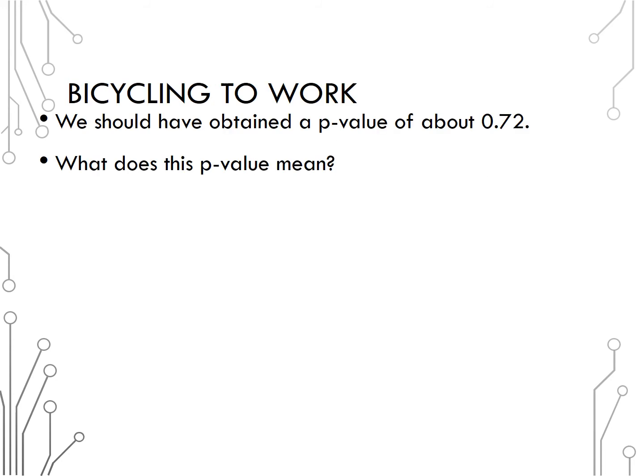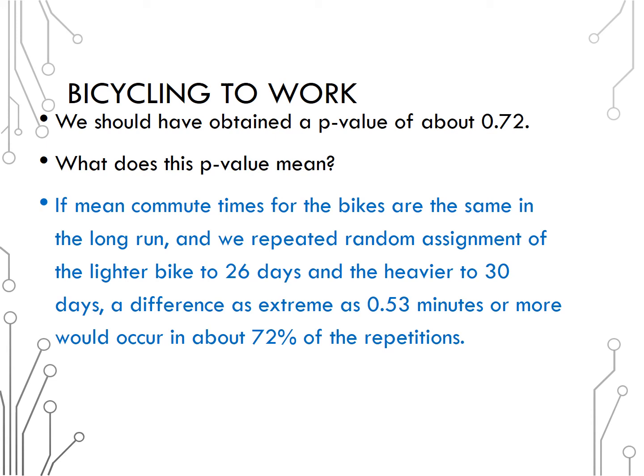If you were to do this with 1,000 simulations, which is really what we should be doing, not 30, you should get a p-value of about 0.72. How would I interpret that p-value, or what does that p-value mean? We could say if the mean commute times for bikes are the same in the long run, that's saying the null hypothesis is true, and we repeated random assignment of the lighter bike to 26 days and the heavier bike to 30 days, a difference as extreme, the alternative, as 0.53 minutes, the observed statistic, or more, would occur in about 72%, the p-value, of our repetitions.